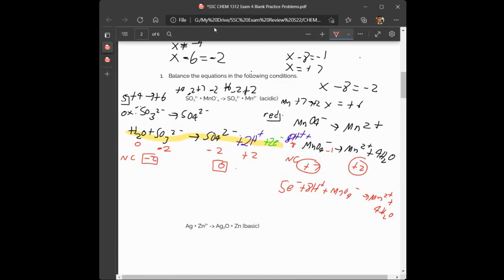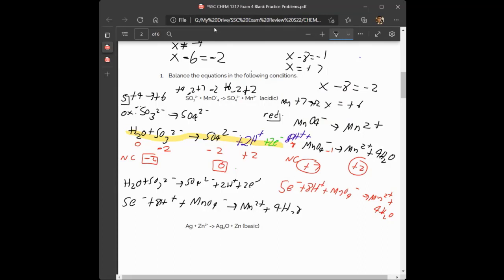So we need to combine both of these, right? I'm going to go ahead and tidy up my work. H2O plus SO3 2 minus yields this, and we got that from that reaction up there. And then there's another one, which we just got.